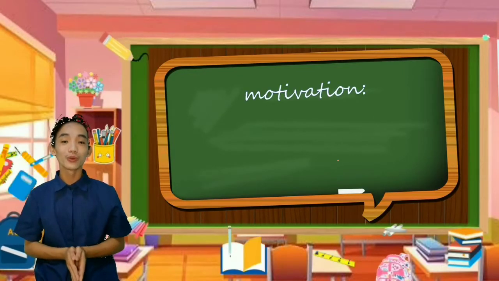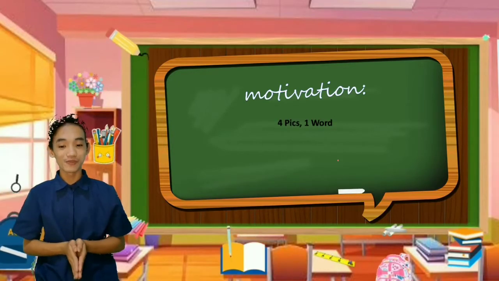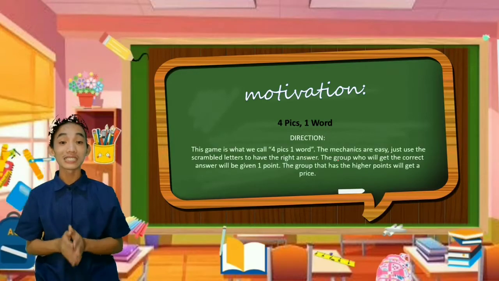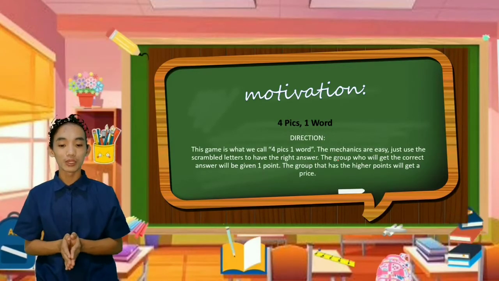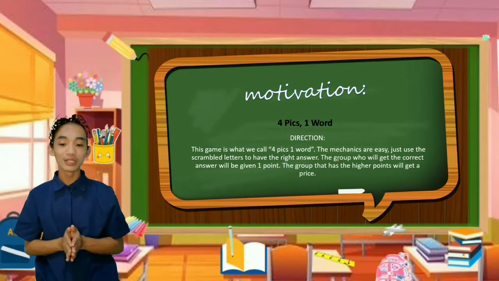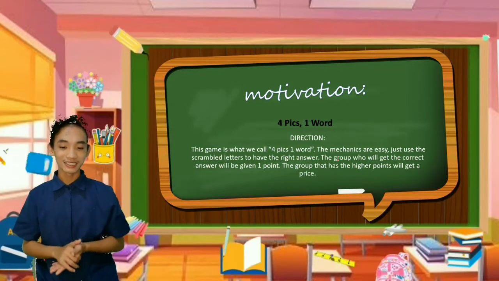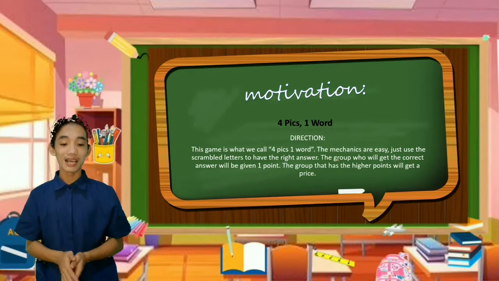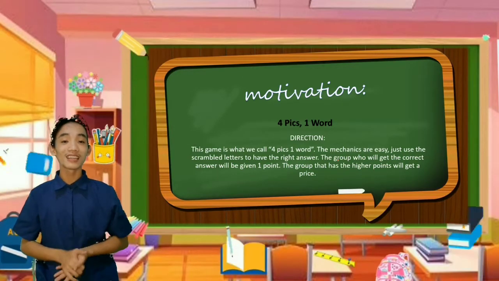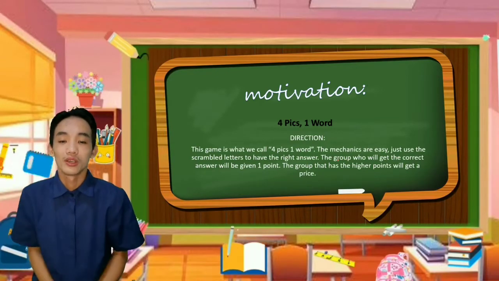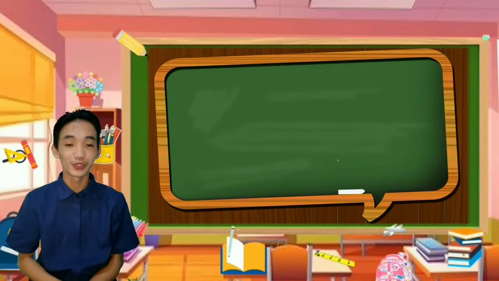Let's have some fun for our motivation. We are going to group the class into 4 groups. This game is what we call 4 Pics 1 Word. The mechanics are easy. Just use the scrambled letters to get the right answer. The group that gets the correct answer will be given 1 point. The group that has the higher points will get a prize from Mr. Jason Garang. Okay, what do you see in our first picture?